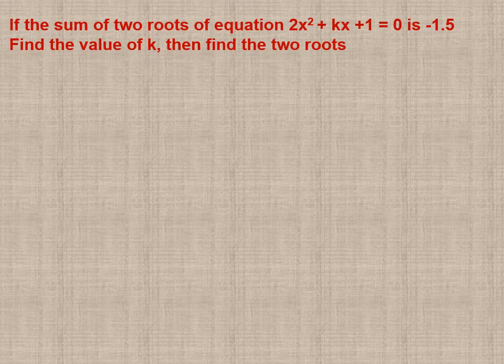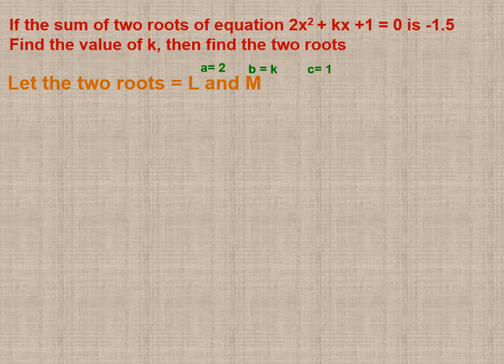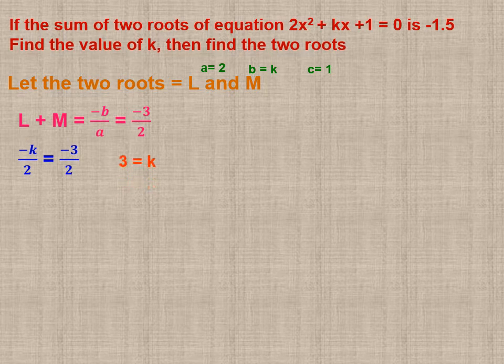Find the value of k, then find the two roots. First, I need to find a, b, c. a equals 2, b equals k, c equals 1. Then the sum equals negative 1.5. Let the two roots equal L and M. Then the sum will be L plus M equals negative b over a. That means negative k over 2 equals negative 3 over 2. Here we have k equals 3.